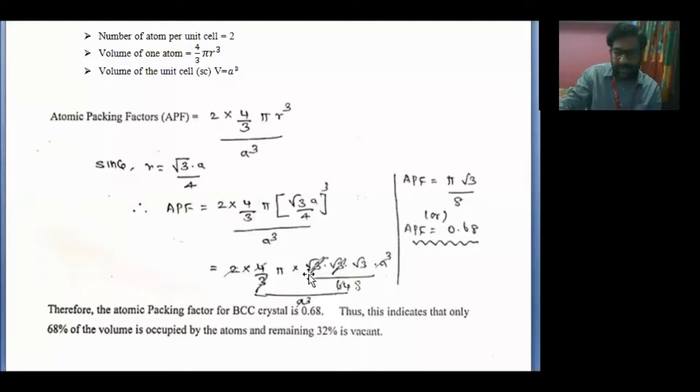And further simplifying the term, we get APF is equal to pi root 3 by 8, or we can write APF is equal to 0.68. So this 0.68 is the result obtained for the atomic packing factor for the BCC structure. From this value 0.68, we can say that only 68% is occupied by atoms in the unit cell, and the remaining 32% is vacant. So that's all for the BCC crystal structure.